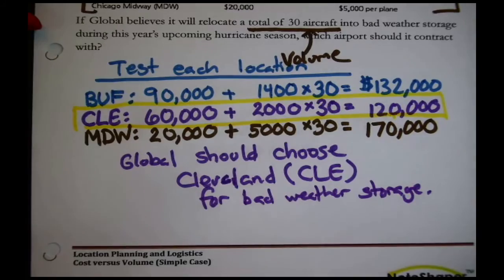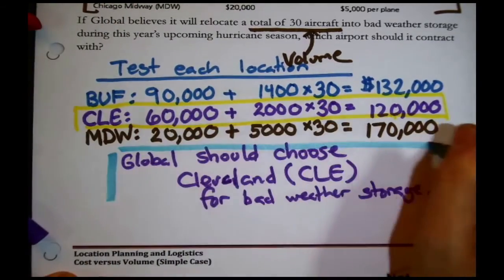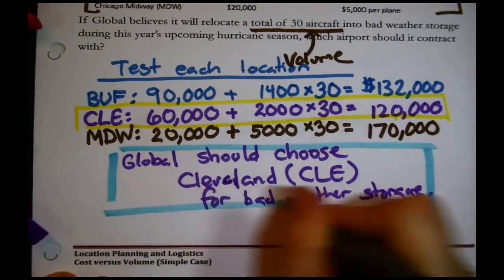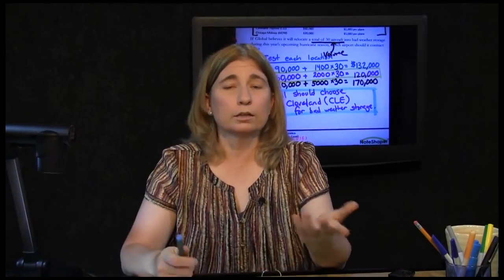In general, if you know the volume, you cost out each one of the candidates, and logically, the candidate with the lowest cost wins.